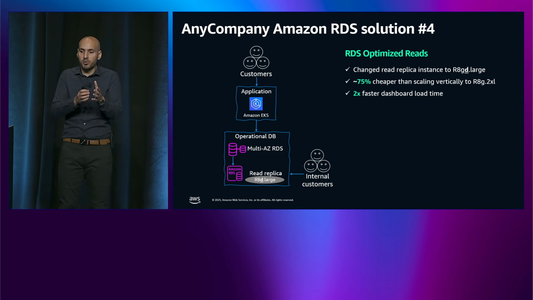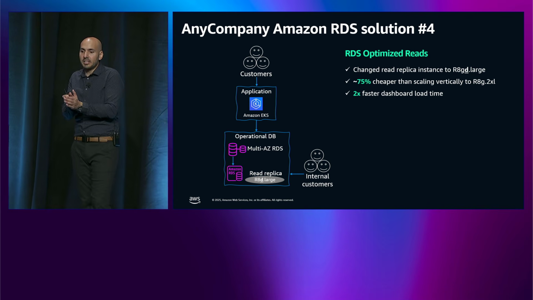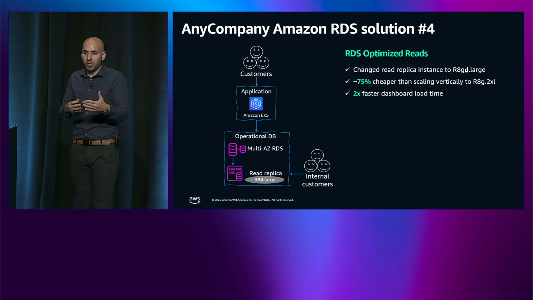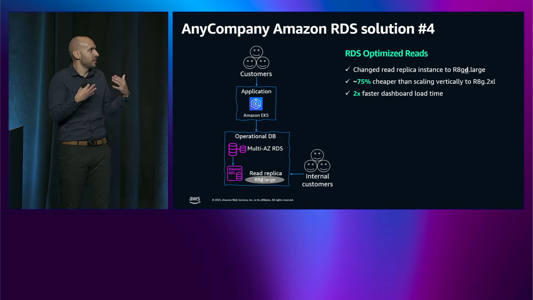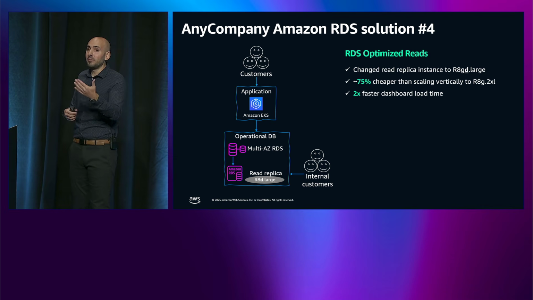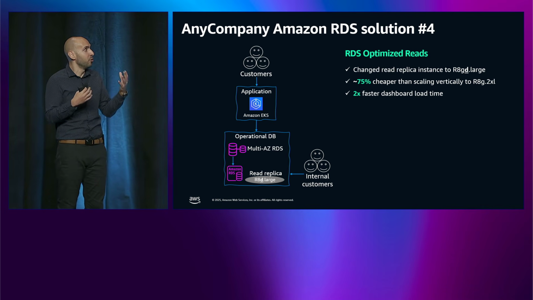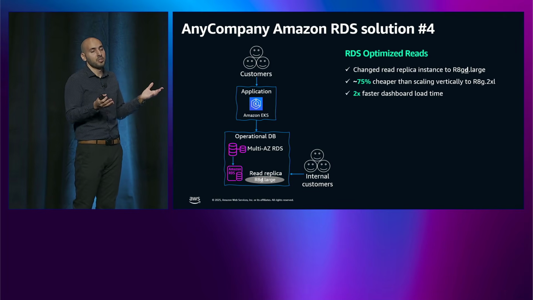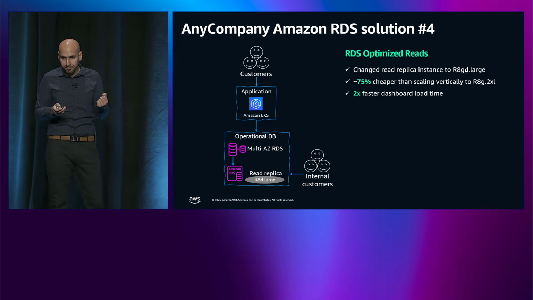So by changing the read replica to R8GD large, now the instance comes with local NVMe SSD, and that allows a significant performance boost and in a much more cost-effective way than scaling vertically. It actually enabled the dashboard to load 2 times faster. So 50%, I would say actually 100% improvement in the database load time.